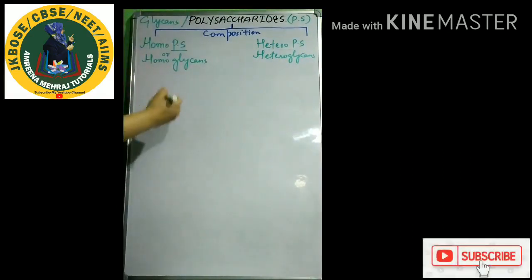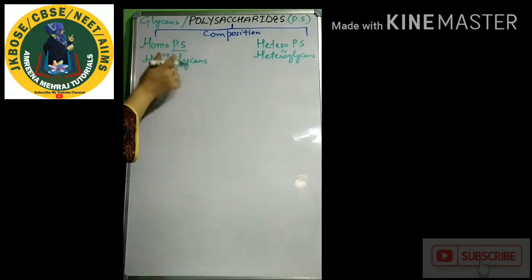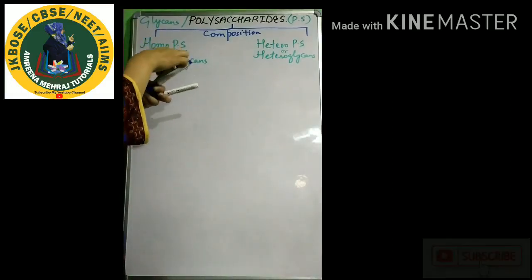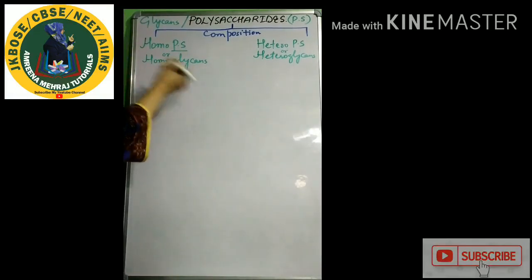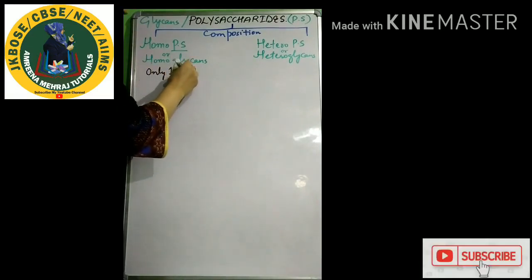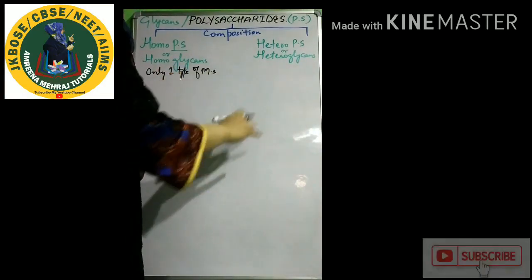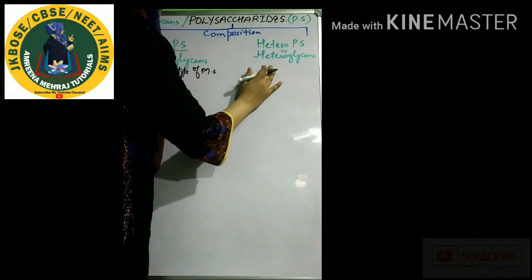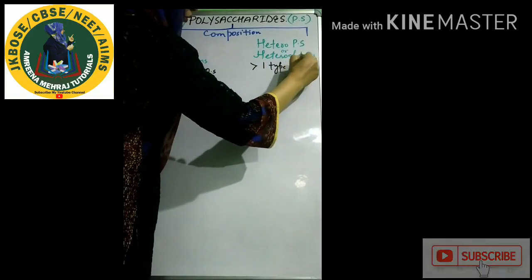Okay, that's informative. So the alternative term for heteropolysaccharides is heteroglycans, because in references you will find a couple of different names. Now homopolysaccharides, what are they? As the name indicates, they are polysaccharides made up of only one type of monosaccharide. So they are very simple, and their composition is uniform. Whereas heteropolysaccharides are made up of more than one type of monosaccharide. So this is the difference in composition.